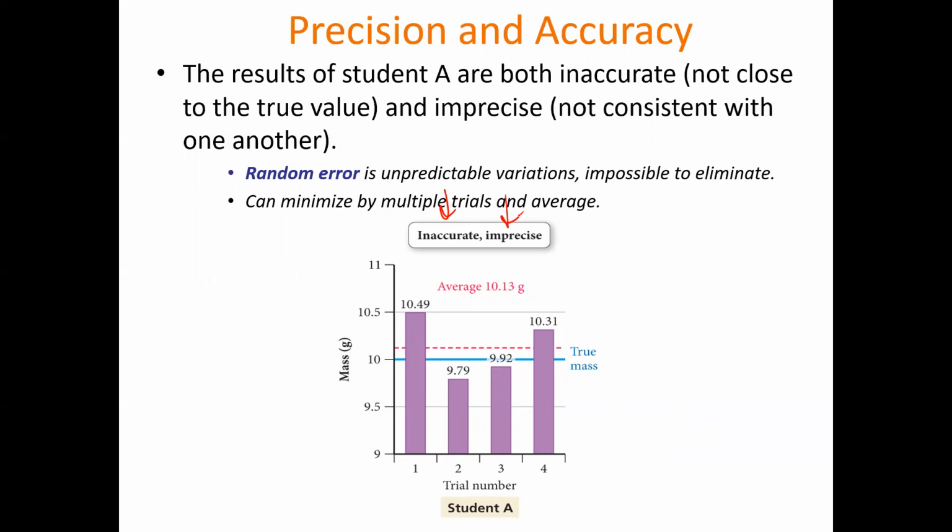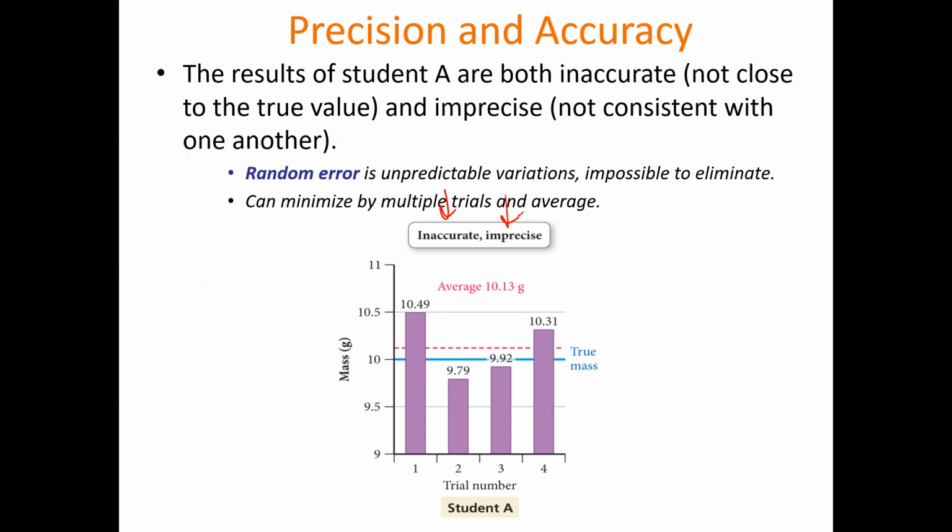Why could this occur? Well, one reason is random error. So what is random error? Random error could be things that you don't have control of, right? Things that are impossible to eliminate, like variations in temperature. Maybe there's an air draft. Maybe the pressure is changing in the room dramatically. So you don't have control of all these things.